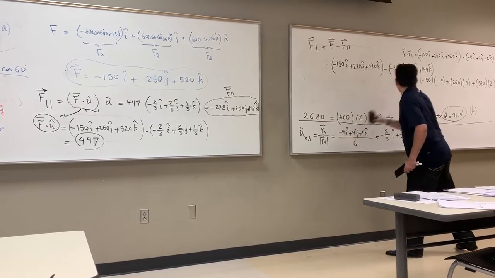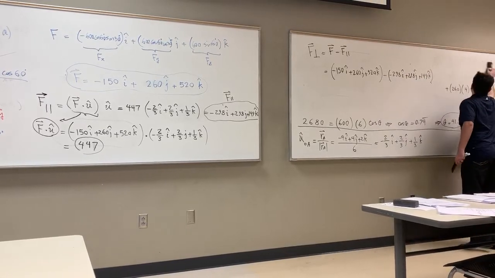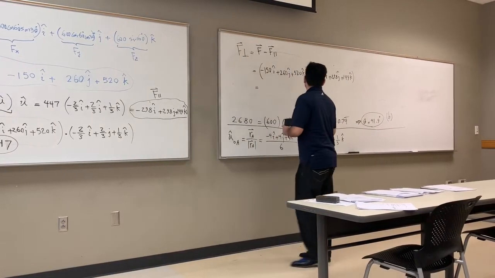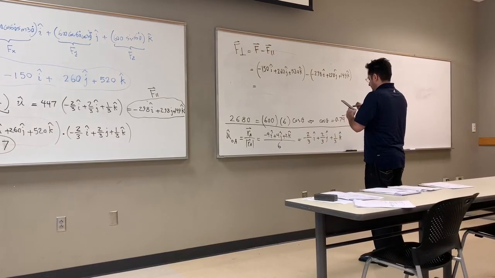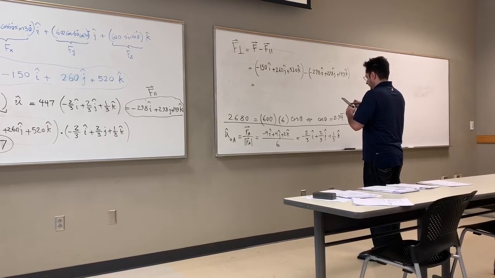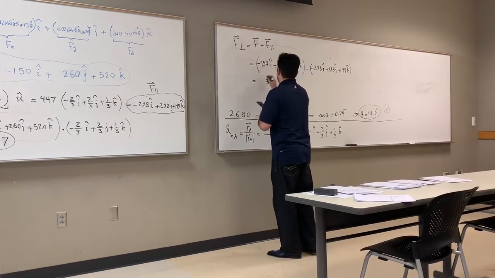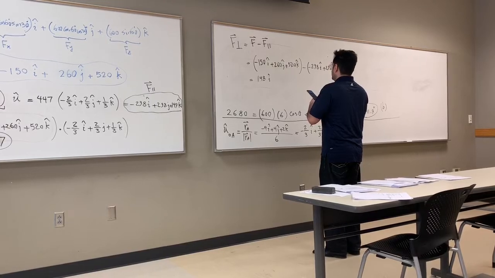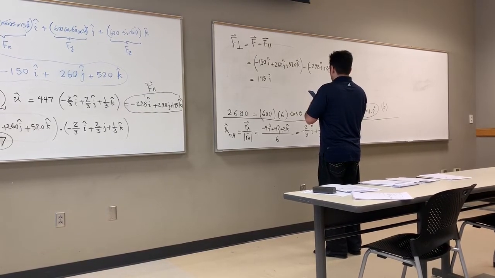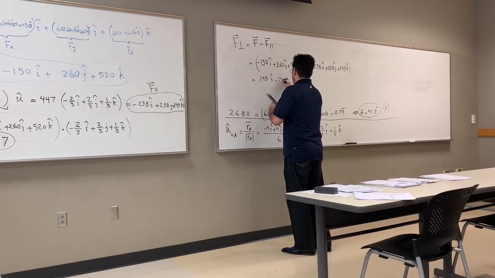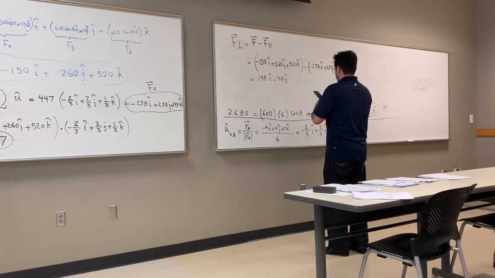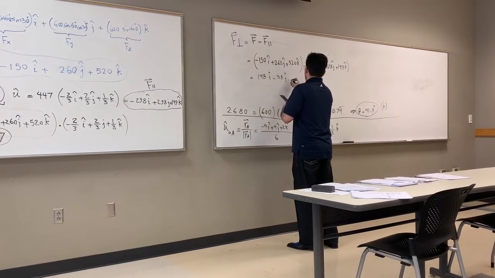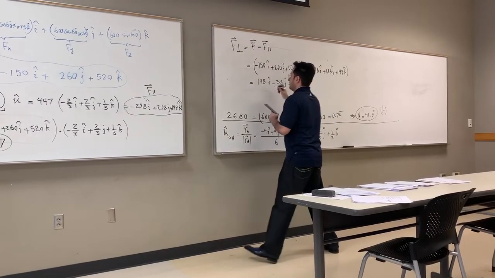The final result is 298 minus 150 for i, which is 148; 260 minus 298, negative 38 for j; and 520 minus 149, plus 371 for k. So that's your F normal.